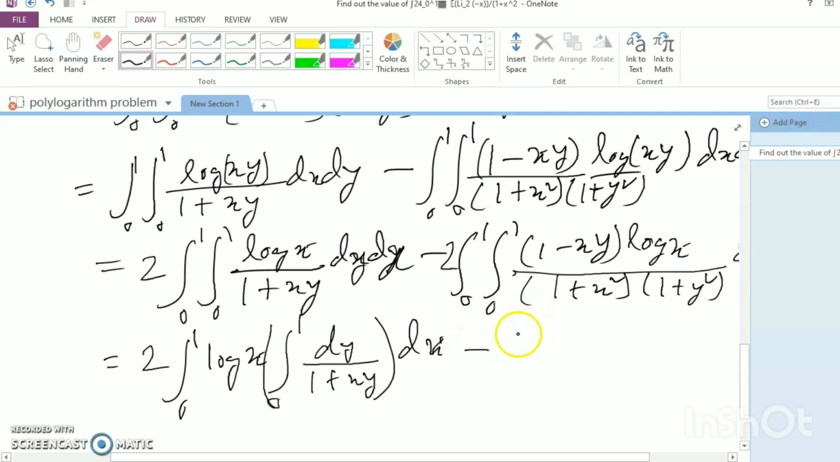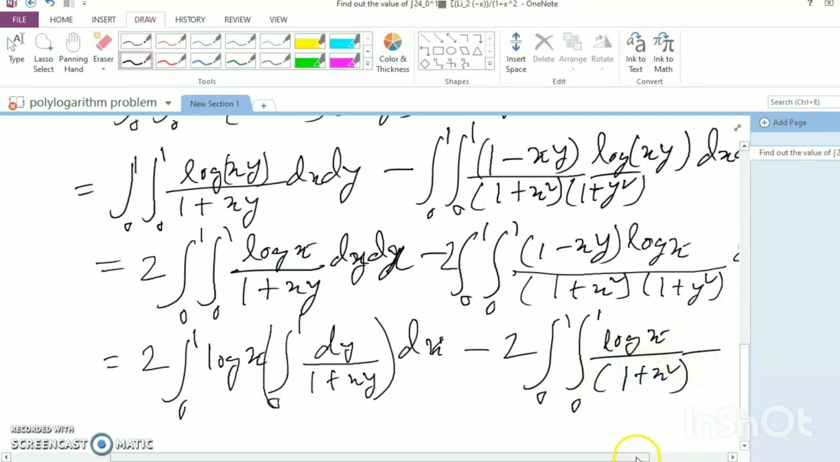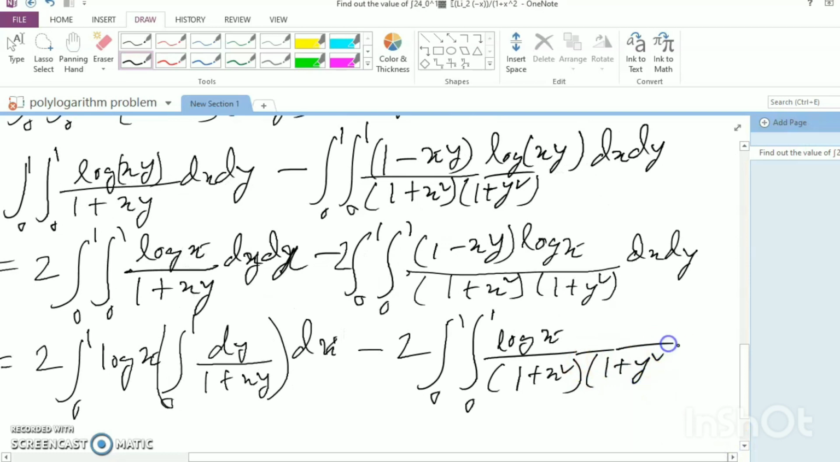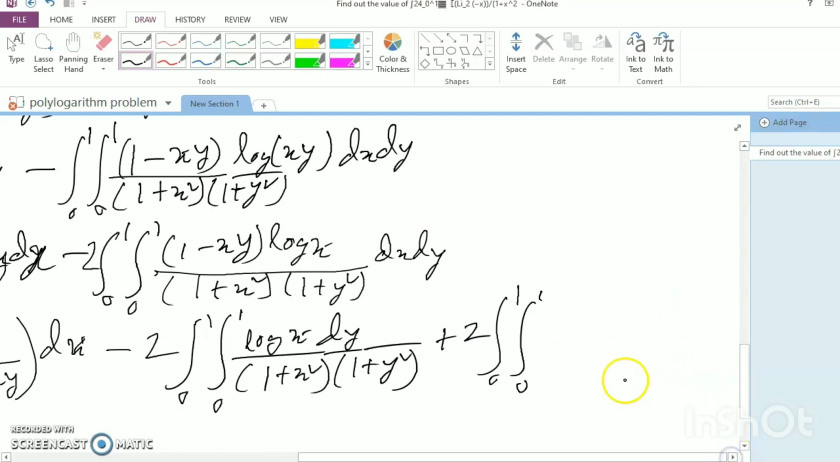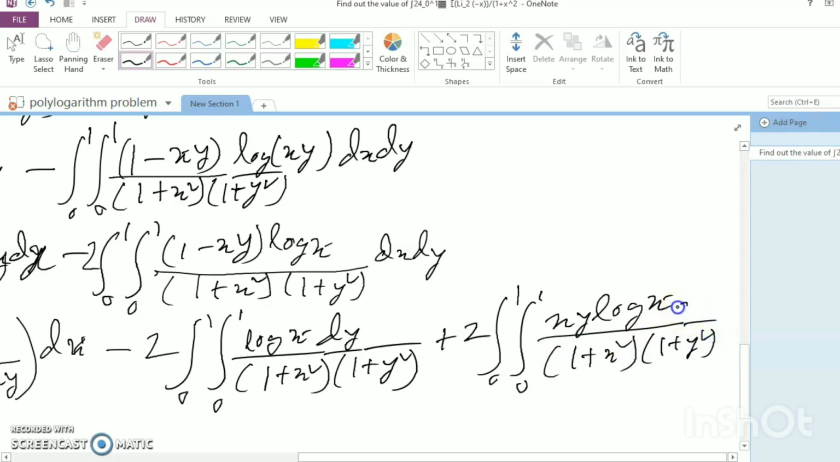So this way I can write 2 into 0 to 1, 0 to 1, log x divided by 1 plus x square, 1 plus y square, dy, and plus 2 into 0 to 1 and 0 to 1, 1 plus x square into 1 plus y square, into dx.